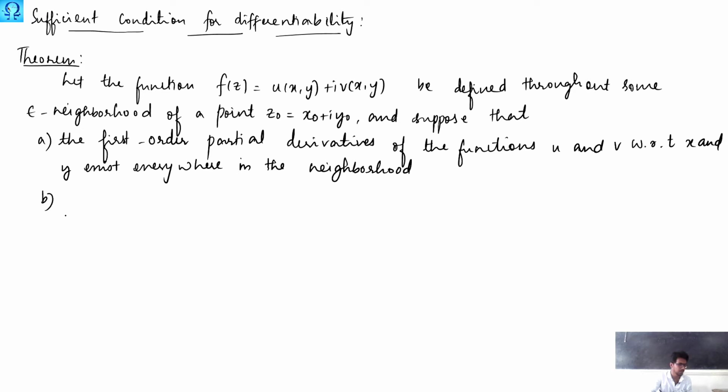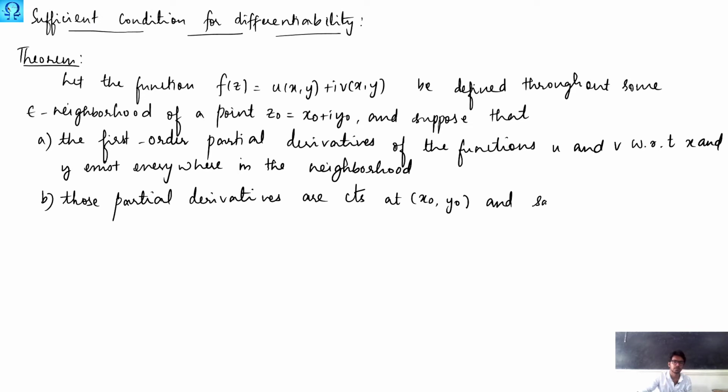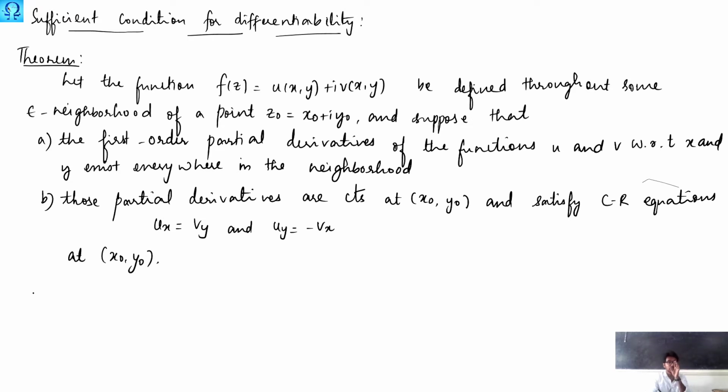The second supposition that we are about to make is that those partial derivatives are continuous at the point x naught, y naught and satisfy CR, that is Cauchy Riemann equations, u x equals v y and u y equals minus v x at the point x naught, y naught. Okay, these are the suppositions that we made.